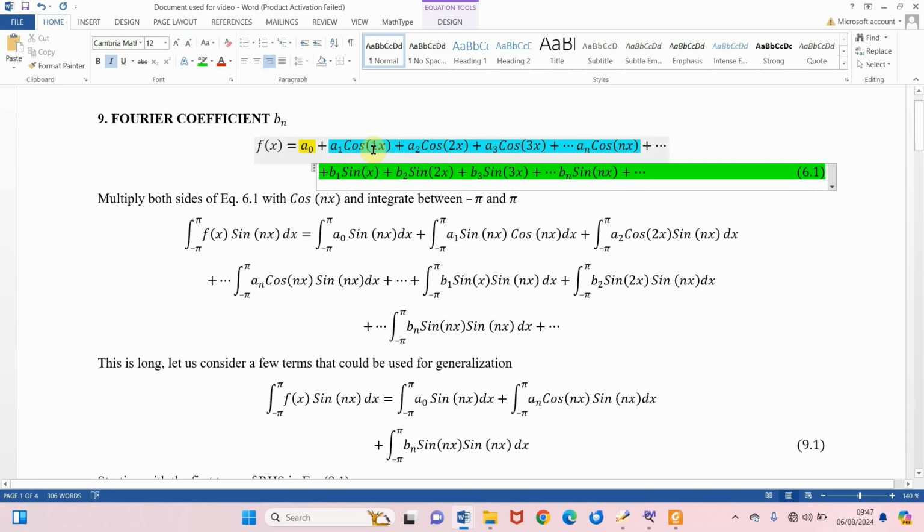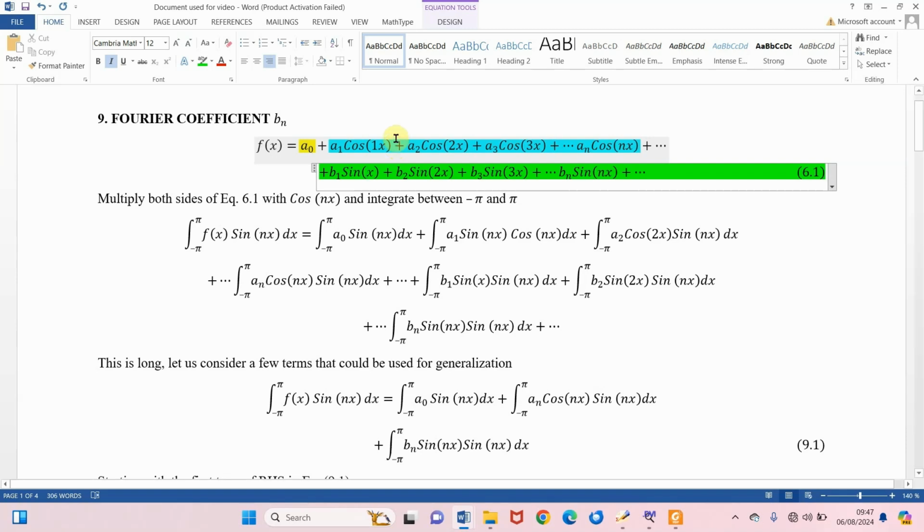If you remember, when we were dealing with Fourier coefficient an, the first thing we did was multiply both sides of equation 6.1 by cos nx. After multiplying both sides by cos nx, we evaluated the definite integral from minus pi to pi. Then we considered all the components on the right hand side, one after the other, and we considered two cases: when n is equal to m and when n is not equal to m. With those, we were able to achieve the expression for an.